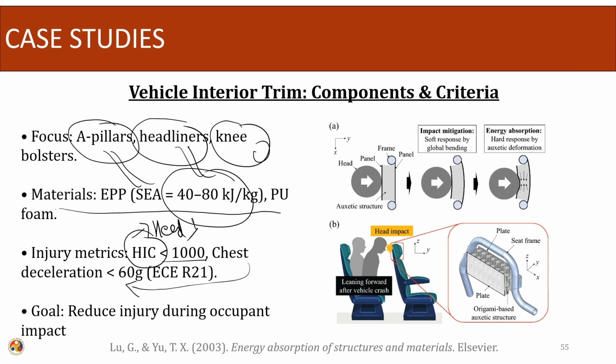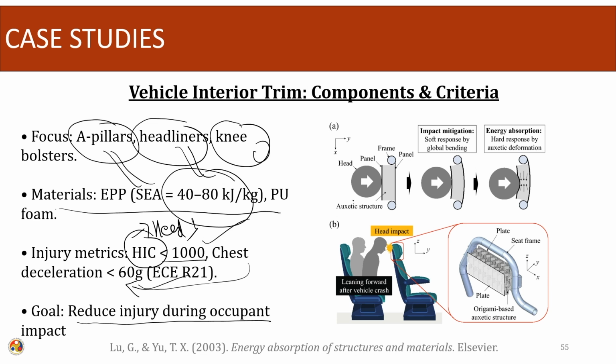Normally, when a car is tested, these systems are monitored to see whether the dummy placed to check the system has a head injury criterion of less than 1000 and a chest deceleration of less than 60. Only then is it considered a good energy absorbing system. The primary goal is to reduce the energy transferred to the occupant. So, let us look into this type of system.